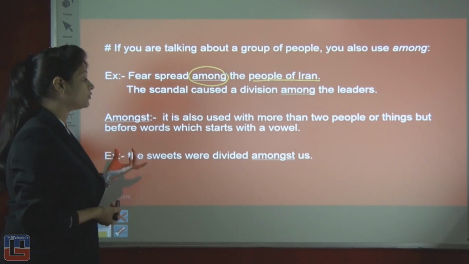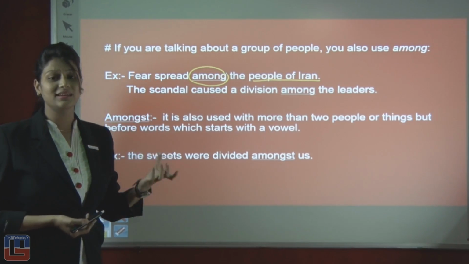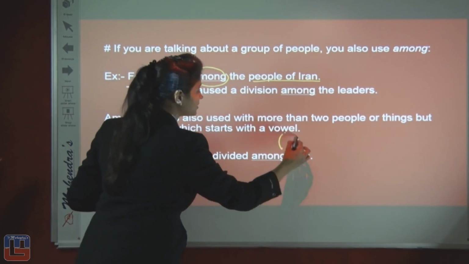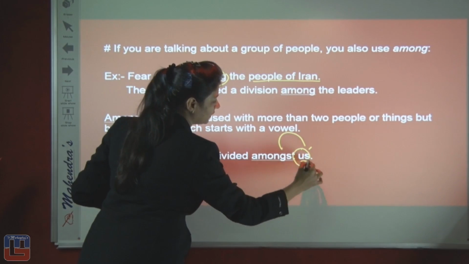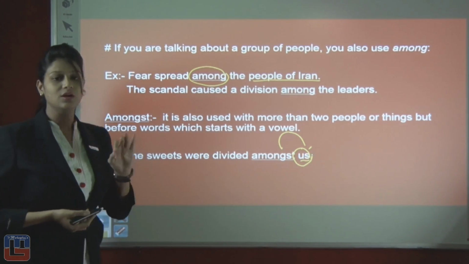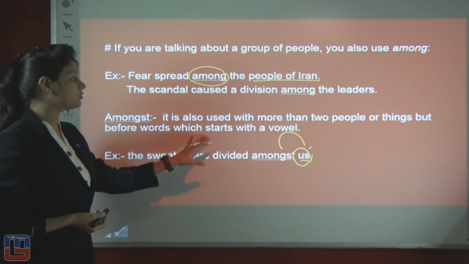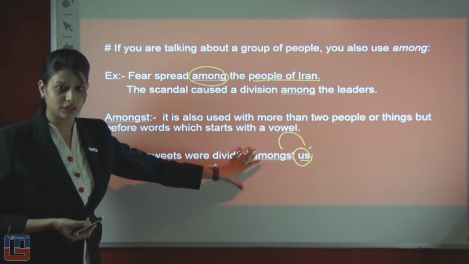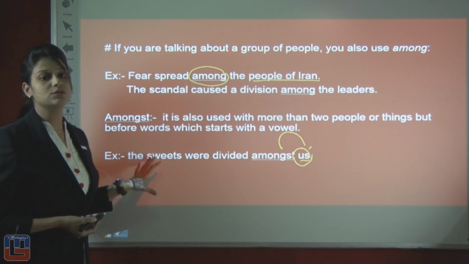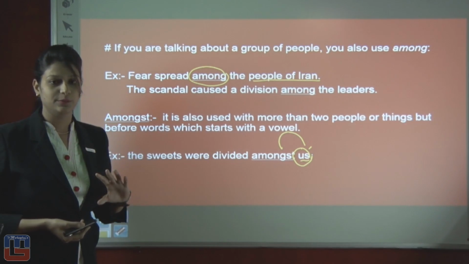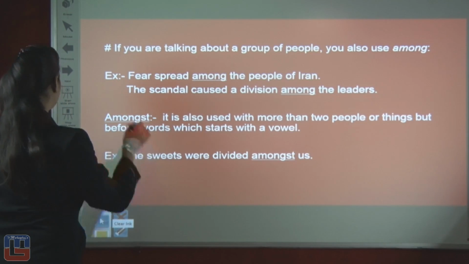But when you talk about amongst, the only criterion is the word that is following amongst should start with a vowel. As you can see, us starts with a vowel. So amongst is also used with more than two people or things, but before words which start with a vowel only.